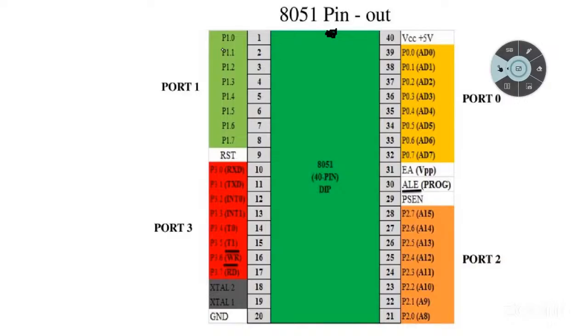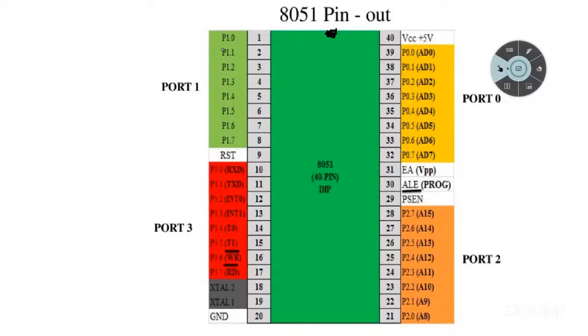So then reset pin, then external clock pulses, and then enable address and slash enable. This is the external address number. External address ante the 8051 microcontroller is having some internal memory.